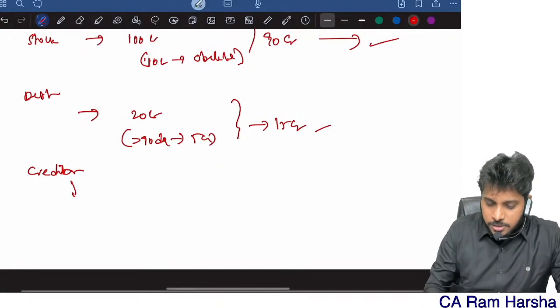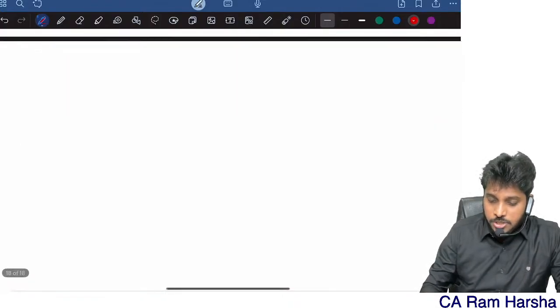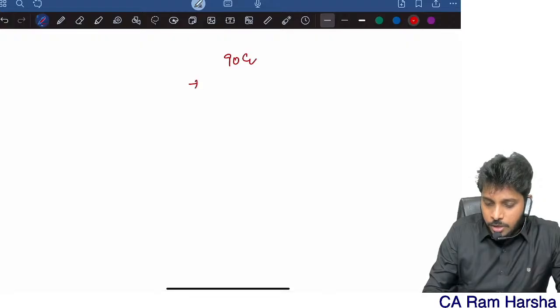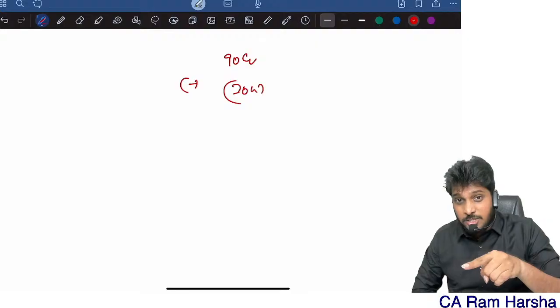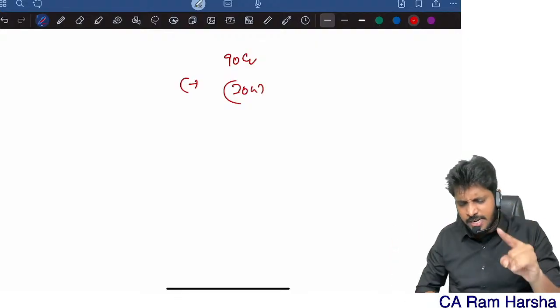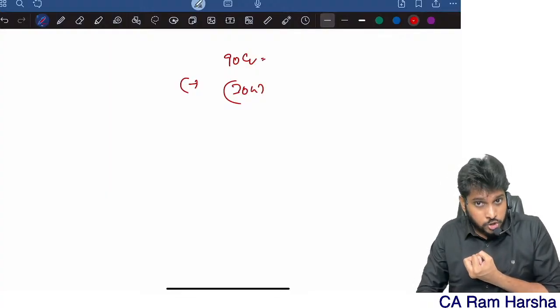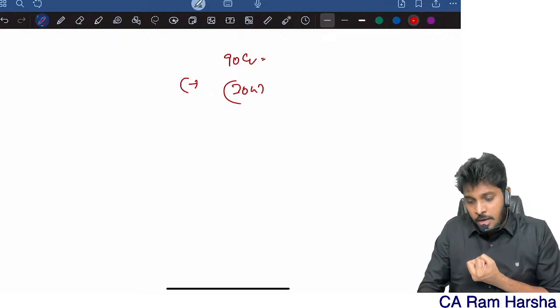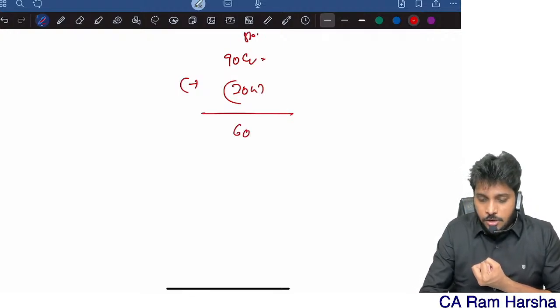Creditors, let us assume 30 crore creditors are there. Now how to compute the drawing power? Stock is 90 crore minus creditors 30 crore. See, when you are calculating drawing power and considering stock, only one stock has to be considered. 90 crore is the total considerable stock value, minus 30 crore outstanding, gives 60. This is inventory, this is stock.